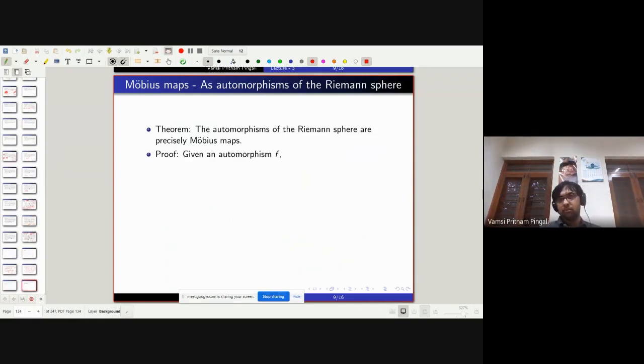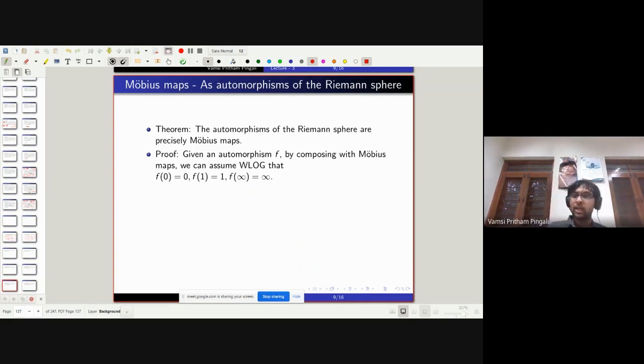Given an automorphism f, by composing it with Mobius maps, we can assume without loss of generality that f of 0 is 0, f of 1 is 1, and f of infinity is infinity. Why is this true? What does this statement mean, and why is it true?